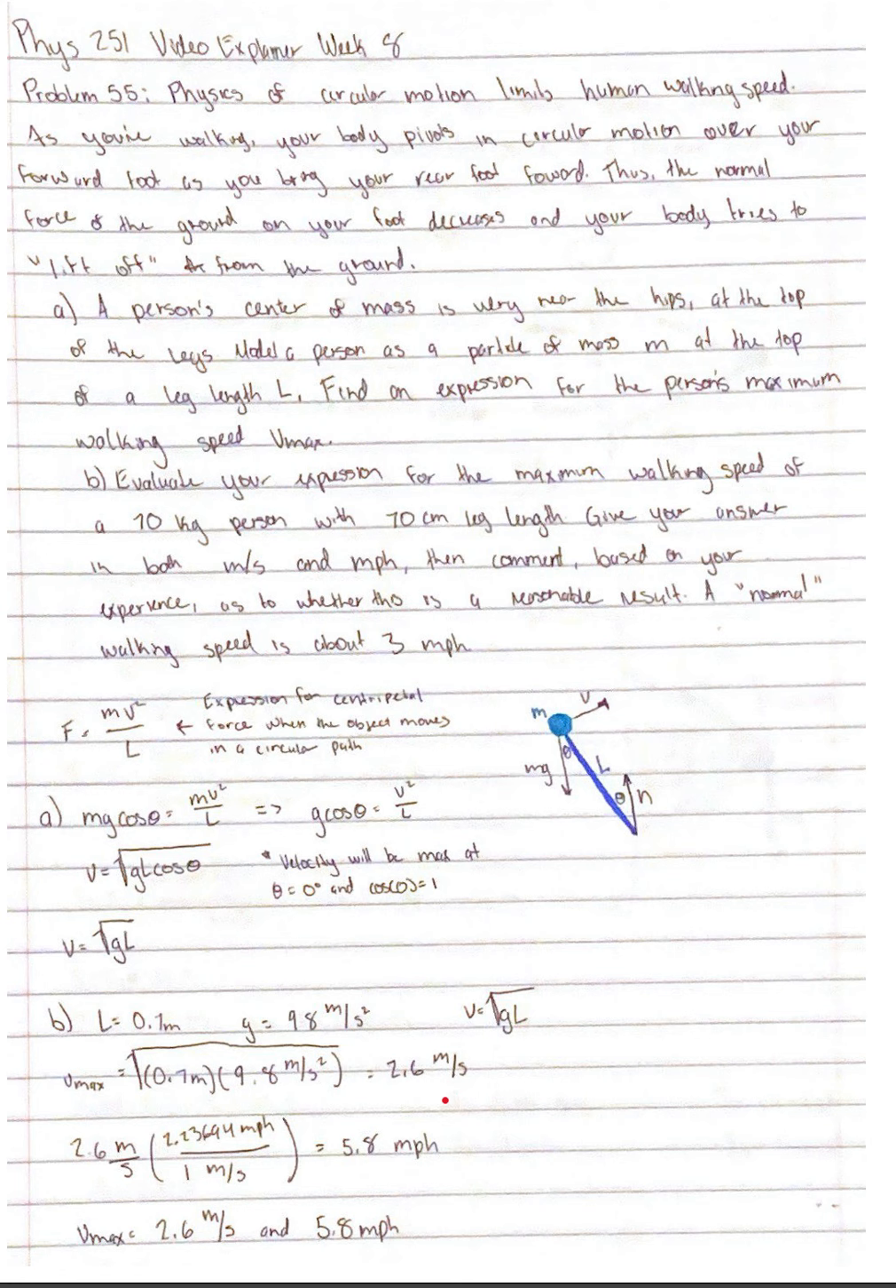But for part B, we need to also include the answer in miles per hour. And so here, with this conversion unit, we convert meters per second to miles per hour, and we get 5.8 miles per hour. And so for part B, the maximum walking speed of this person is 2.6 meters per second and 5.8 miles per hour.